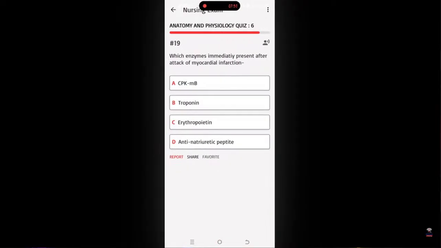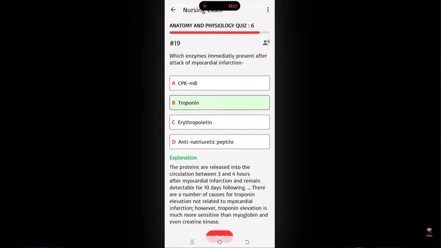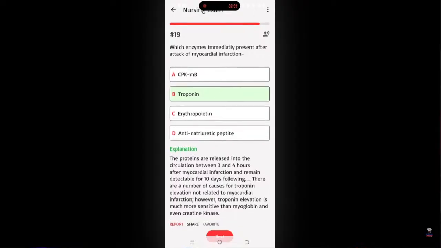Which enzymes are immediately present after an attack of myocardial infarction? A. CPK-MB, B. Troponin, C. Erythropoietin, D. Antenatal. Correct answer. The proteins are released into the circulation between 3 and 4 hours after myocardial infarction and remain detectable for 10 days following. There are a number.